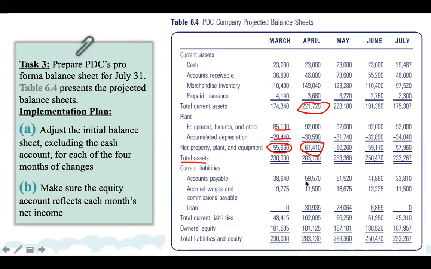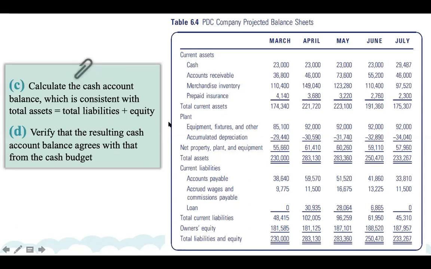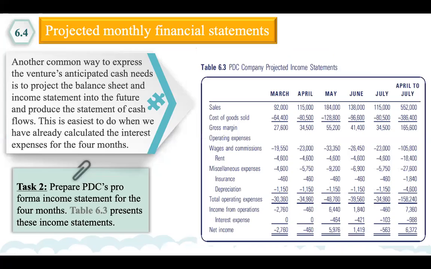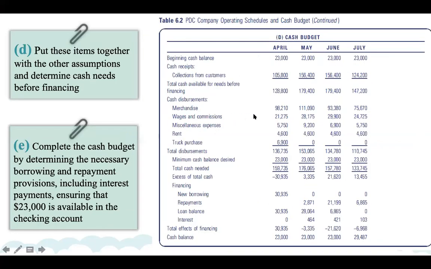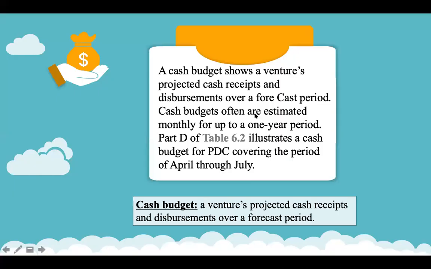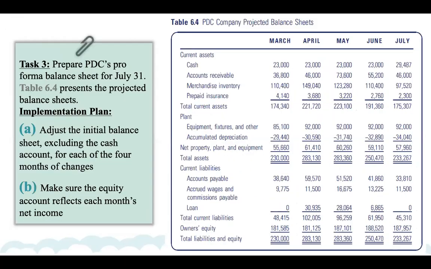So the accounts payable comes from the C panel, which is the amount of payments or purchases that we will pay on credit. This one, 50% of this month's purchase, which will be on credit. So all we have to do is copy this number and paste it in the right place, which is accounts payable. Same thing for the accrued wage and commission payables.